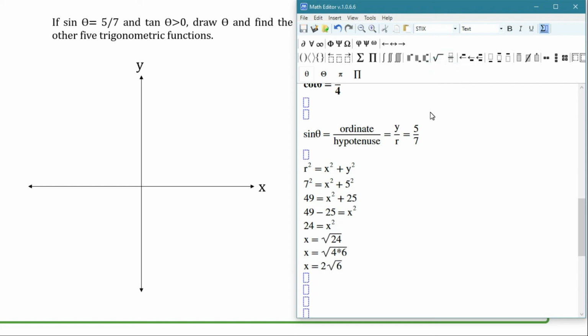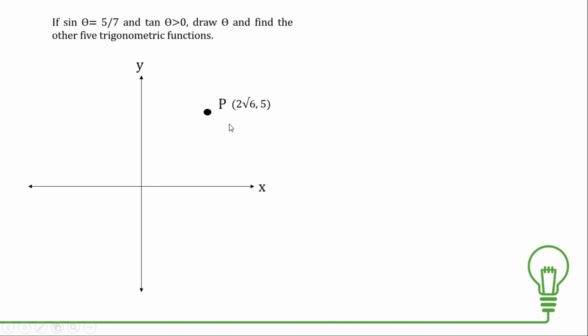Okay. So that's it. This will be the value of our abscissa, that is 2 square root of 6. So we already have our 3 coordinates: the abscissa as 2 square root of 6, the ordinate as 5, and our r, or the hypotenuse, is 7. So we are now ready to locate point P. It is somewhere here. Point P would be at, since abscissa always comes first in the coordinate, (2 square root of 6, 5). Then we connect point P and the origin to have our terminal side.